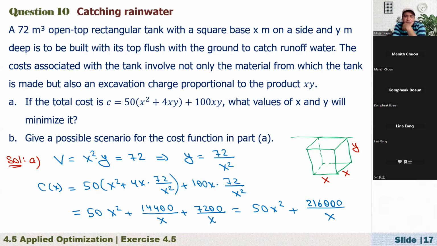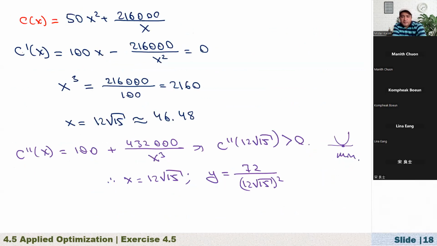So that means that actually if x is approximately equal to, let me just simplify this one then. So here approximately x equals 46.48 meters. And how about y? Y is 72 divided by 12 times the square root of 15 squared. That's equal to 1 over 30. So y is equal to 1 over 30.